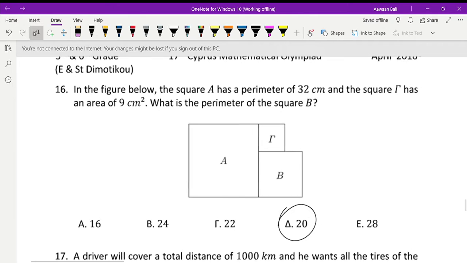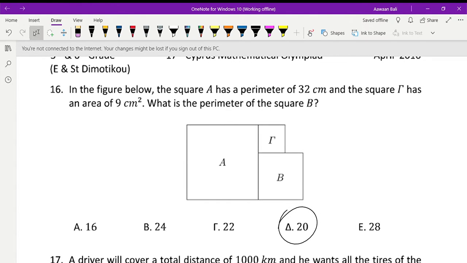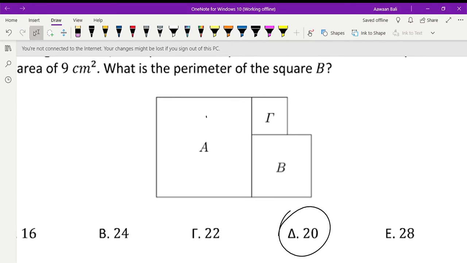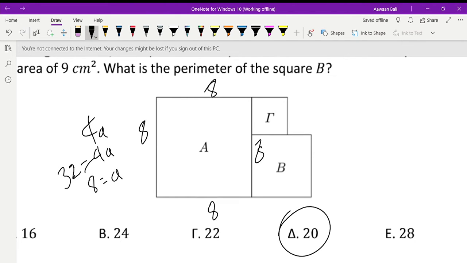Now, in the figure below, the square alpha has a perimeter of 32 centimeters, and the square gamma has an area of 9 centimeters squared. What is the perimeter of square beta? So basically, this has a perimeter of 32, and this has an area of 9. Now basically, we know 4a is the perimeter where a is the side. So if 4a is 32, divide both sides by 4, you get 8 is a, which means this is 8, this is 8, this is 8, this is 8.